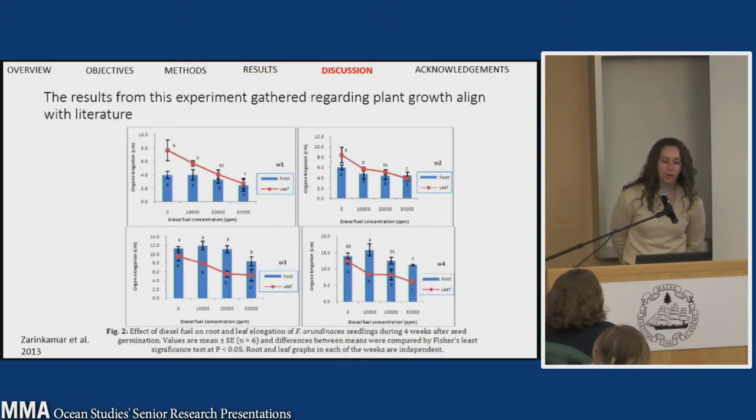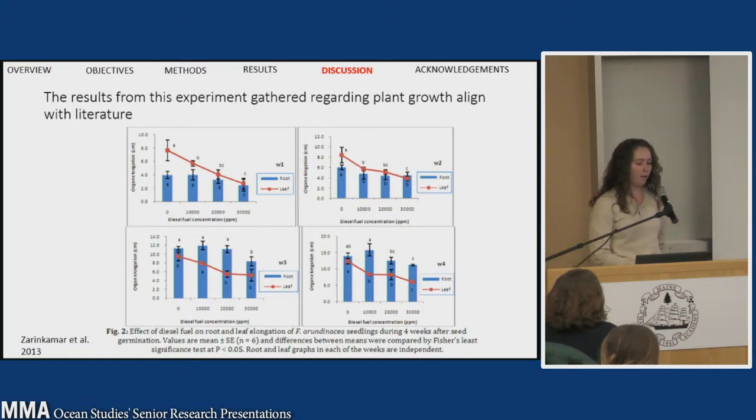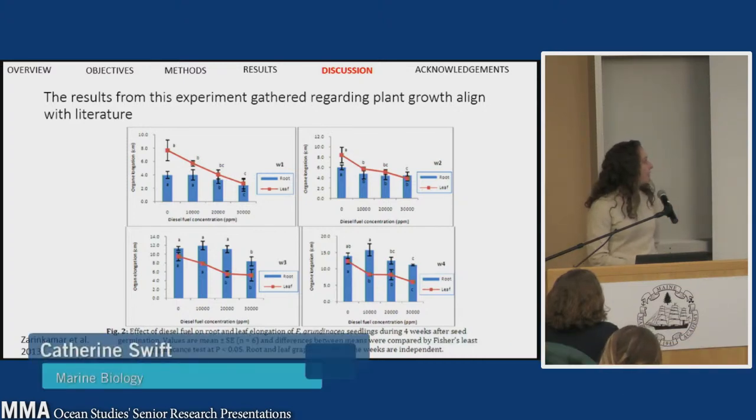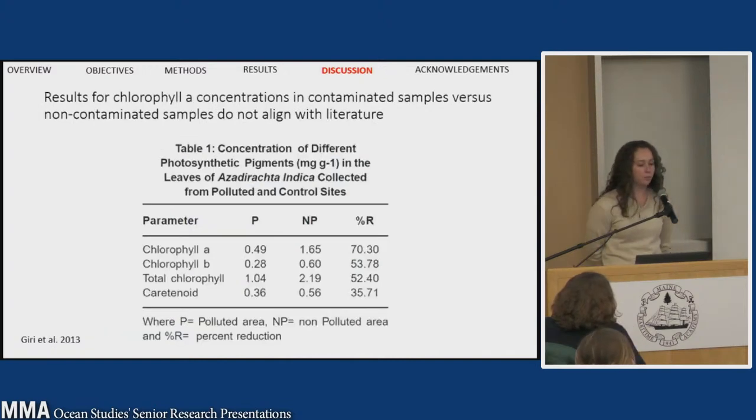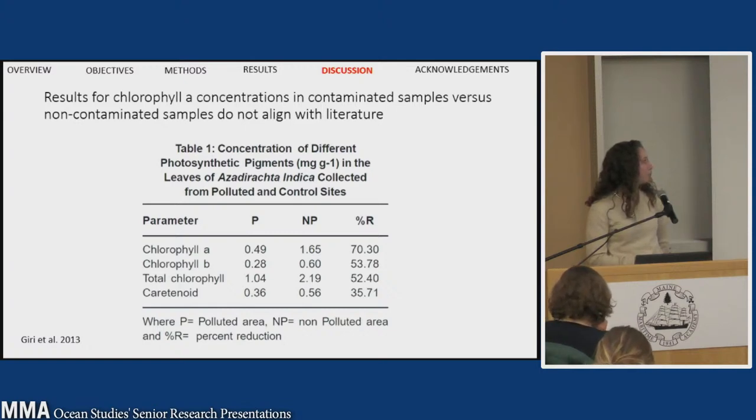The results for growth were aligned with literature in an experiment done by Zarin Kumar. They found that as diesel fuel concentration increased, overall growth of tall fescue decreased. These blue bars represent the root length and the red dots represent leaf length. When talking about chlorophyll, my results did not really go with literature. In this experiment by Jury et al, the P for polluted and NP for non-polluted, you can see that the chlorophyll A content was less in the polluted and 70.3% more in the non-polluted.